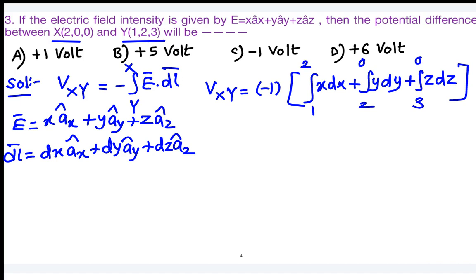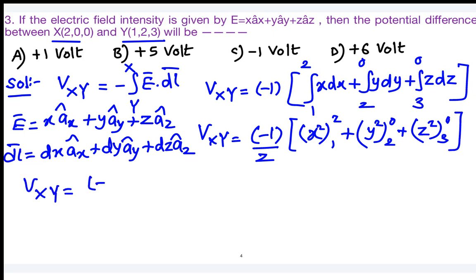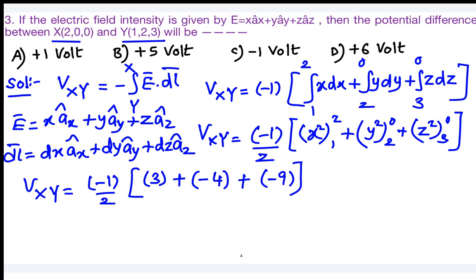You can calculate and post the answers in the group. So the potential difference Vxy is equal to minus 1 into, since 1 by 2 is common everywhere, take it out: x square from 1 to 2, y square from 2 to 0, and z square from 3 to 0. What potential difference are you getting? Minus 1 by 2 into, that will be 4 minus 1, which is 3, plus 0 minus 4, plus 0 minus 9. So minus 1 by 2 into minus 10. So you are getting Vxy equal to 5 volts.